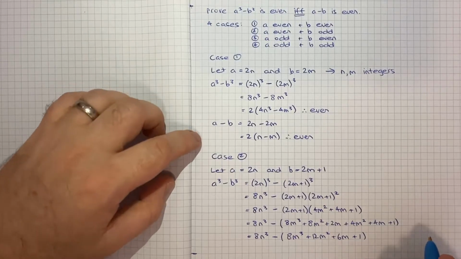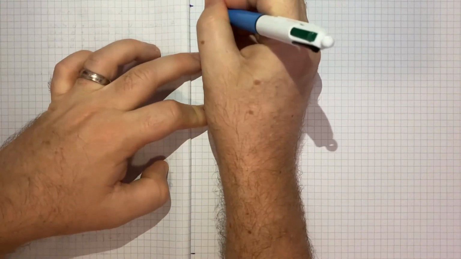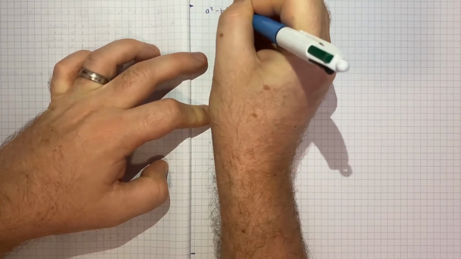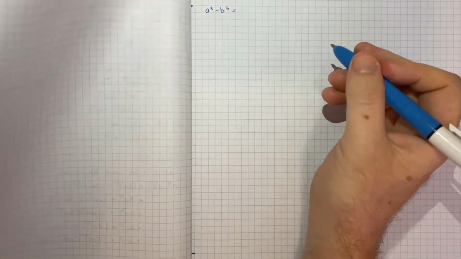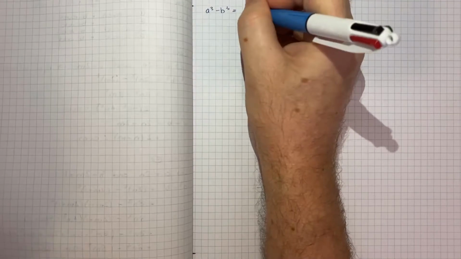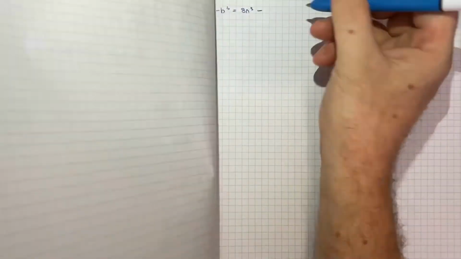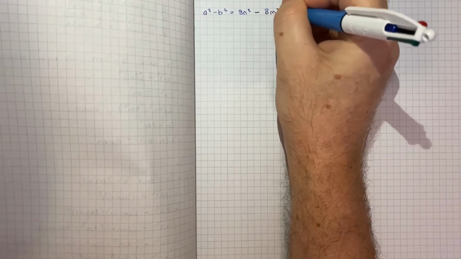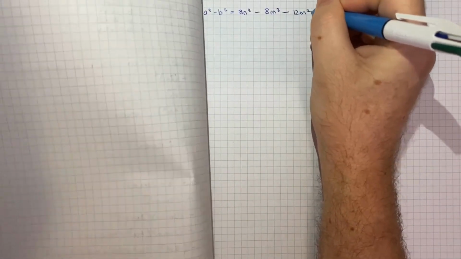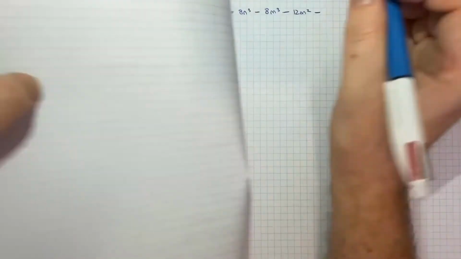I might just turn over at this point. So we're still looking at a cubed minus b cubed, and we've got 8n cubed minus 8m cubed minus 12m squared minus 6m minus 1.